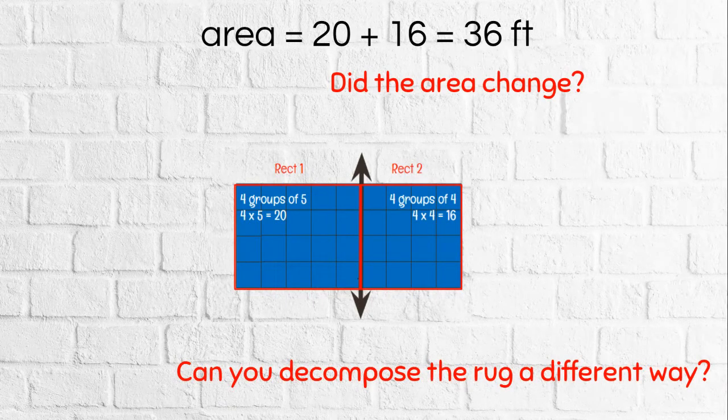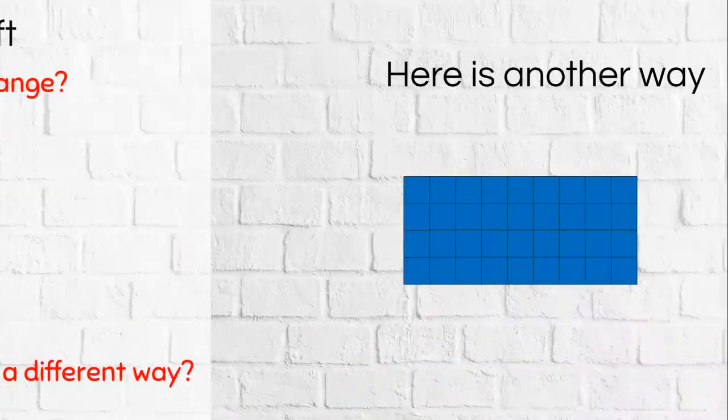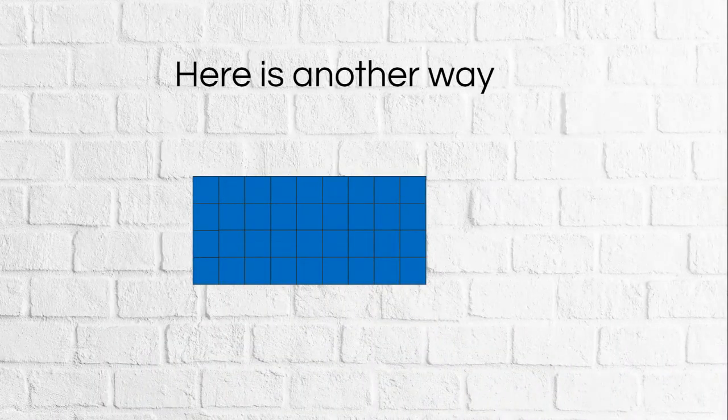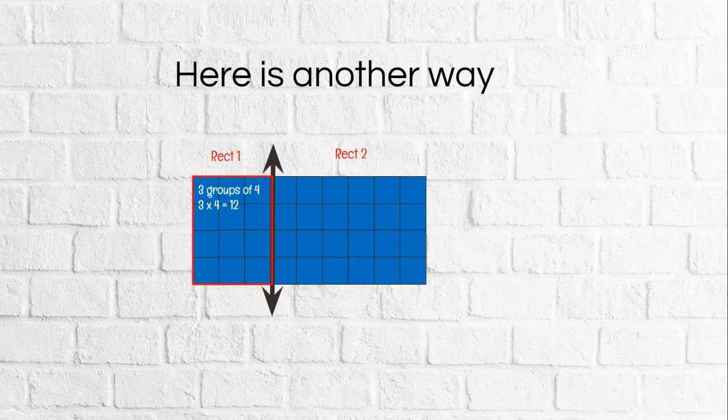Is there another way we can decompose this rug? How can we decompose it a different way? Here's another way. Rectangle 1, rectangle 2, I just move my line. This is like when we were at teacher table and we would move the popsicle stick. Rectangle 1 now has 3 groups of 4, which would give me an area of 12. And rectangle 2 has 6 groups of 4, which would give me an area of 24.